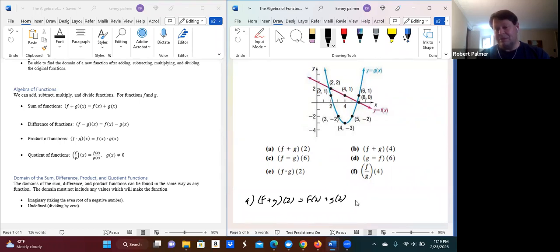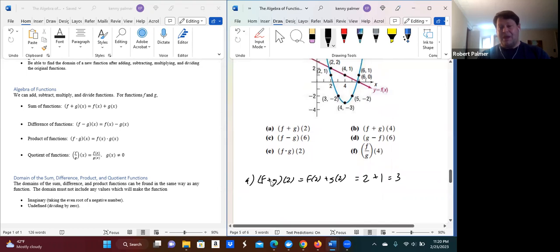So that is our value f of 2. Then g of 2. So we go, once again, to where x is 2, and go up to meet the blue curve, and when x is 2 on that curve, y is 1. This is 2 plus 1, which is 3. And since the order doesn't matter, if we did g plus f of 2, we get the same result.